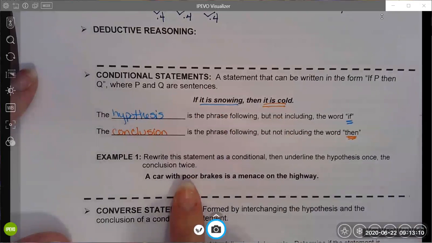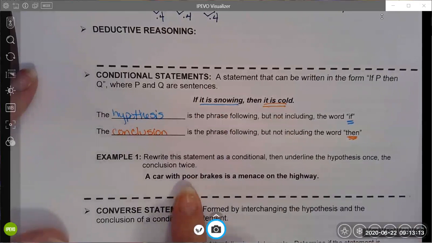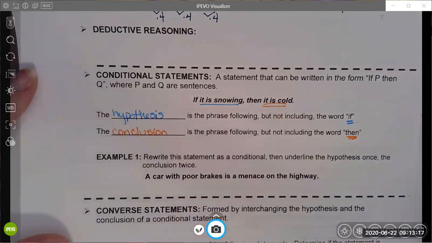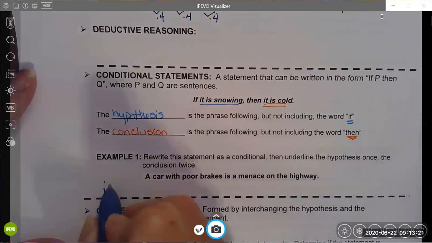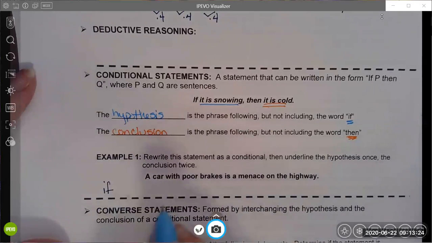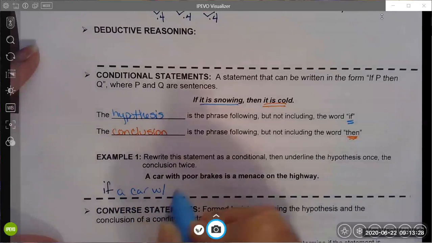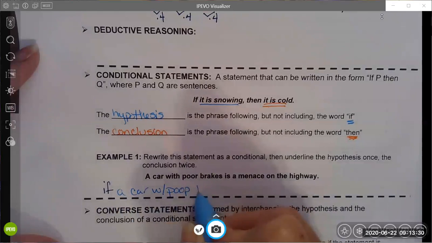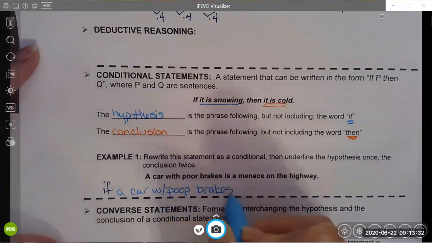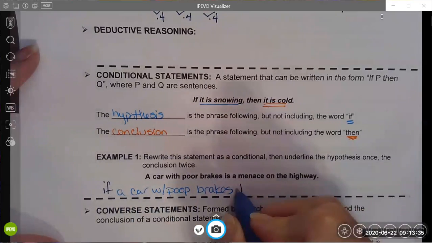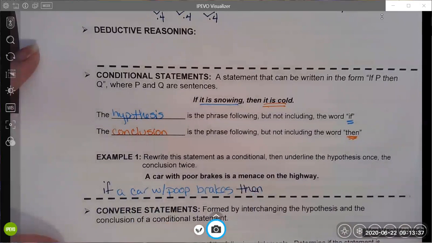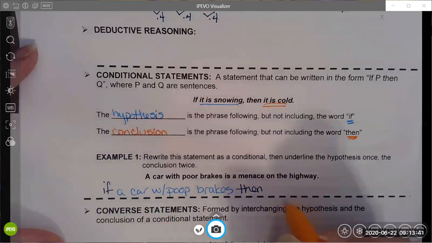Let's look at an example. In this particular case, we're going to rewrite this as a conditional. It says, a car with poor brakes is a menace on the highway. So I might write this. I always include my word if, and then I'm going to do my hypothesis. A car with poor brakes, and then I'm going to put in then, and this is not a good, I dropped my pen. This is not a good grammatical sentence, but it is a conditional.